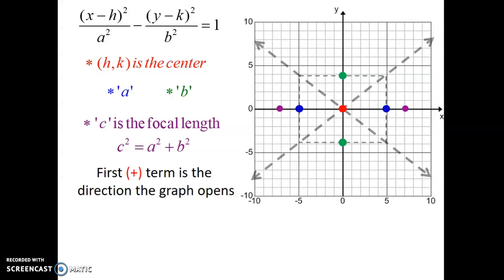Now when you're drawing your graphs for your hyperbola, they're not going to go through the focal points. They're going to go through the dots on the box. In this case, the blue dots. Okay, and that's going to be your hyperbola. So that's how you figure it out.